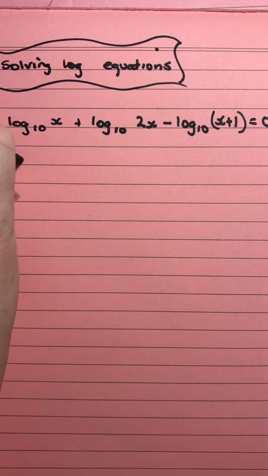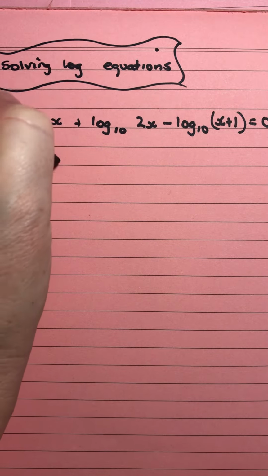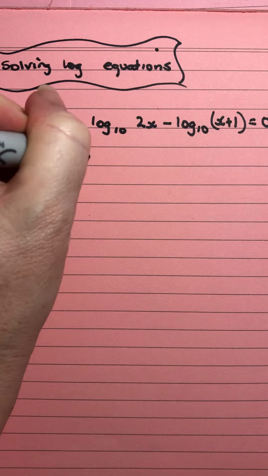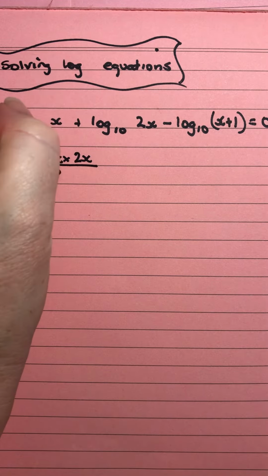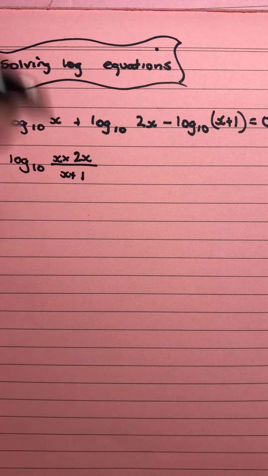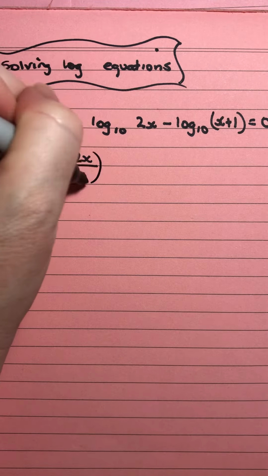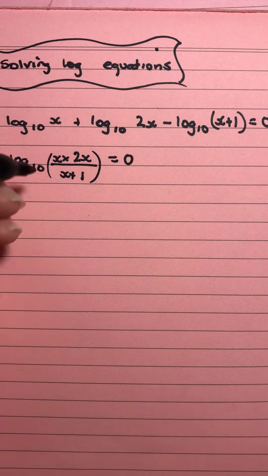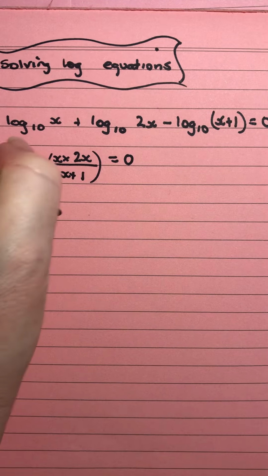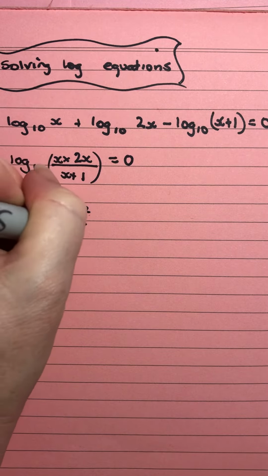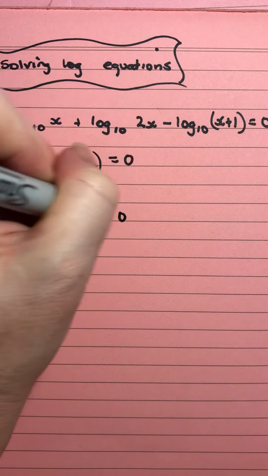So straight away we've got x times 2x on the top, and on the bottom we have the x plus 1. We're dividing by that, and we know that that is equal to 0. So we can simplify that as 2x squared over x plus 1 equaling 0.